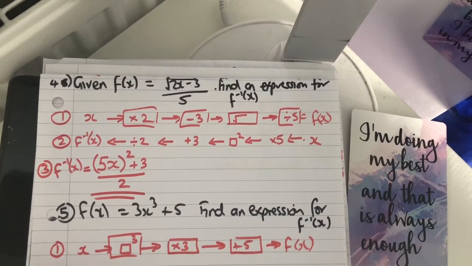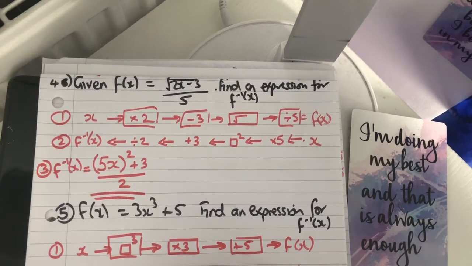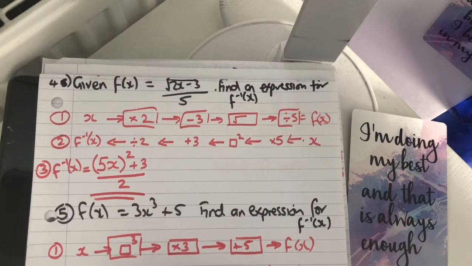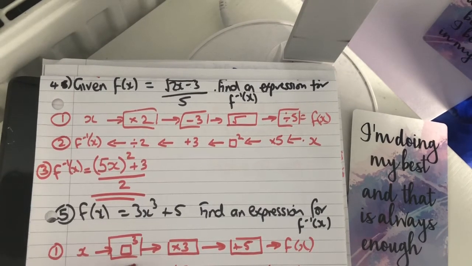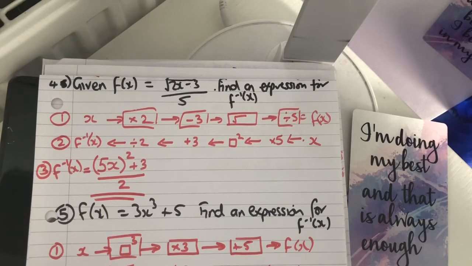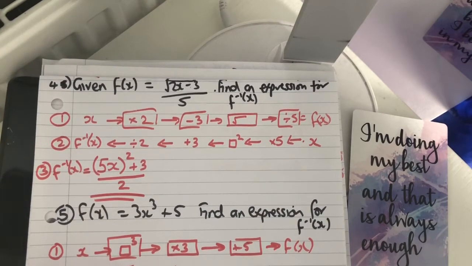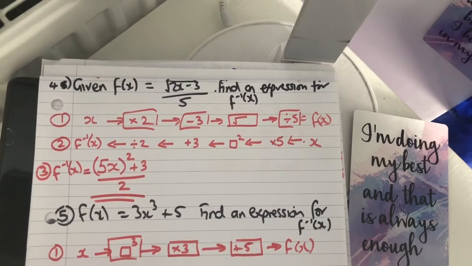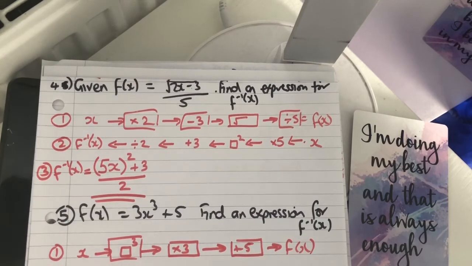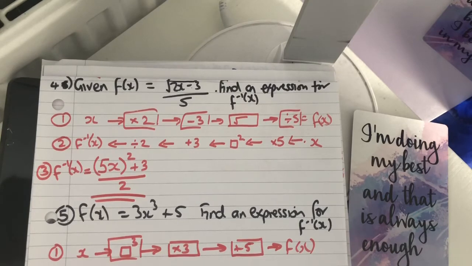So, inverse, we start with x. What we're going to do, take away 5, divide by 3. Cube root is the opposite of cubing. And that gives us f minus 1 of x. So, let's write it out. Start with x, take away 5, divide by 3, and then cube root the whole thing. Okay? That is my inverse function for that expression.